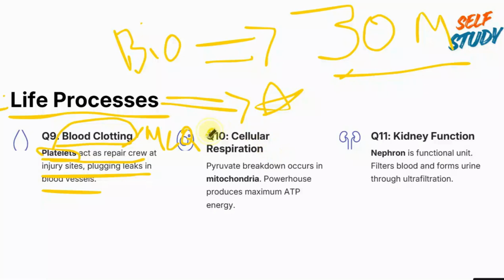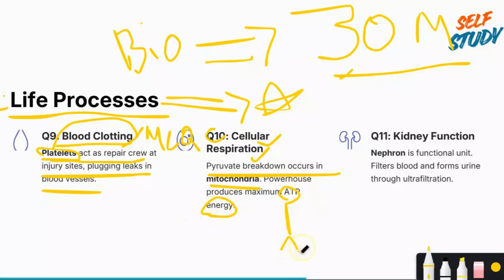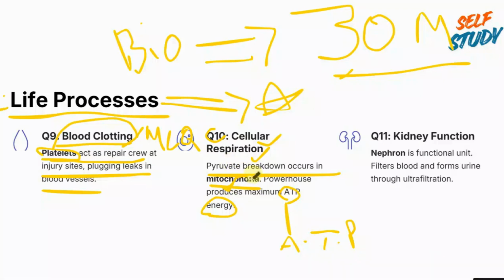Okay. Next, the 10th question, about cellular respiration. Pyruvate breakdown occurs in mitochondria. Do you know that the powerhouse of the cell is the mitochondria, and the maximum ATP energy, ATP means adenosine triphosphate, you just remember this, is produced from mitochondria. Pyruvate breaks down in mitochondria.